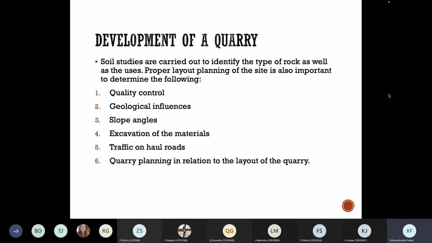The slope angles: remember, we are collecting the soil from the quarry to site, so all these trucks that are loading the soil will have a load, and therefore you cannot have a steep slope because you're going to have a problem. Excavation of the material, how is it going to be excavated? Traffic on haul roads. Will you be joining a road that is highly loaded with traffic or a low volume traffic road, and how will it work?